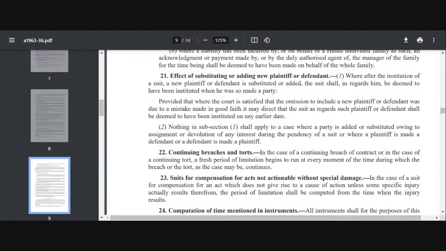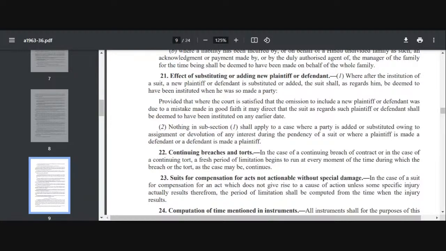If I want to add a new plaintiff or add a new defendant, or I want to substitute a new plaintiff and defendant, suit as regards him will be deemed to have been instituted when he was so made a party. And if the court is satisfied that the omission to include a new plaintiff or defendant was due to mistake in good faith, it can direct that the suit will be deemed to have been instituted on any earlier date and not on the date when he was made a party. So what is section 21 laying down?